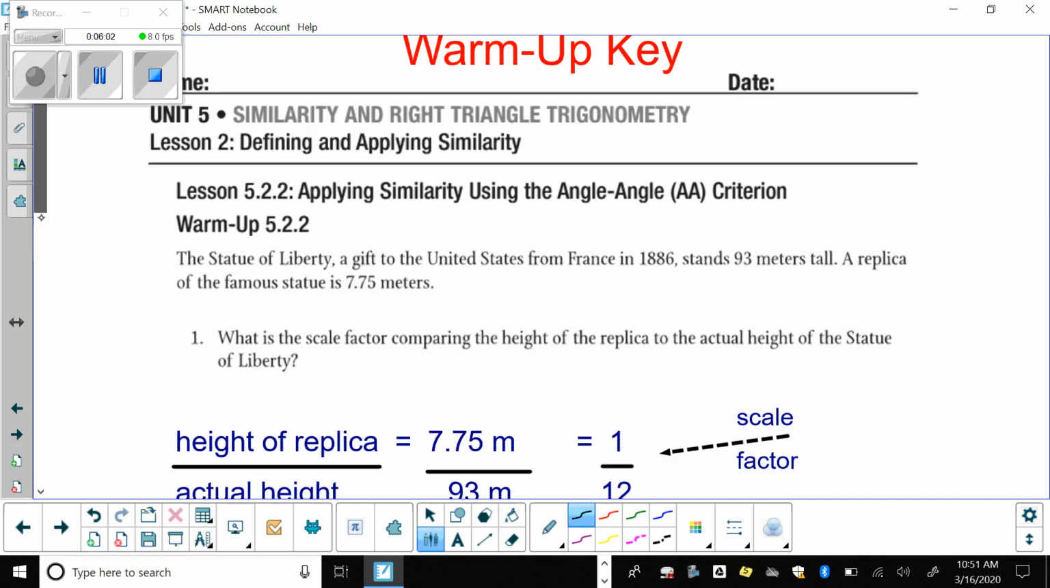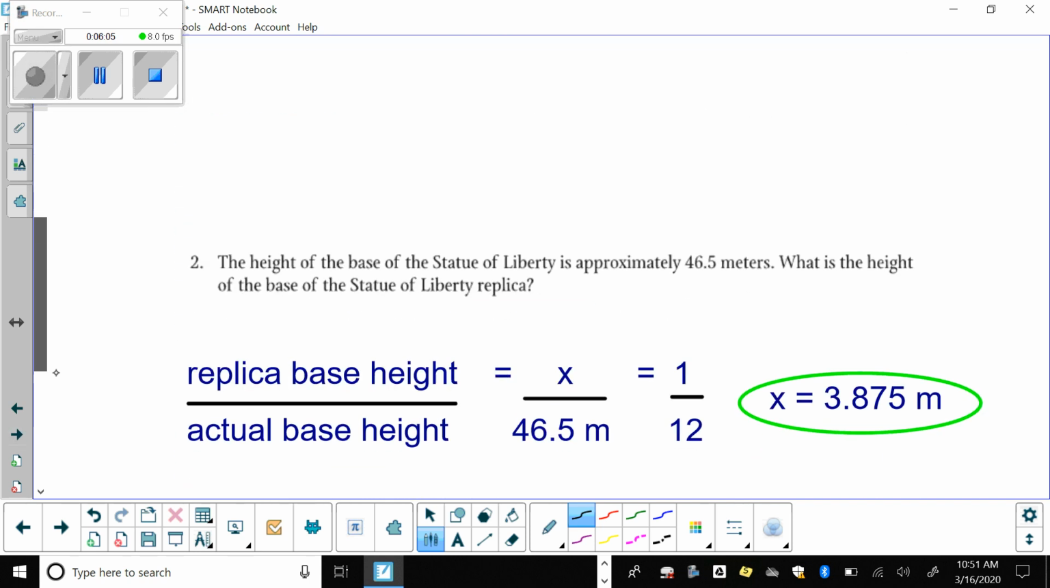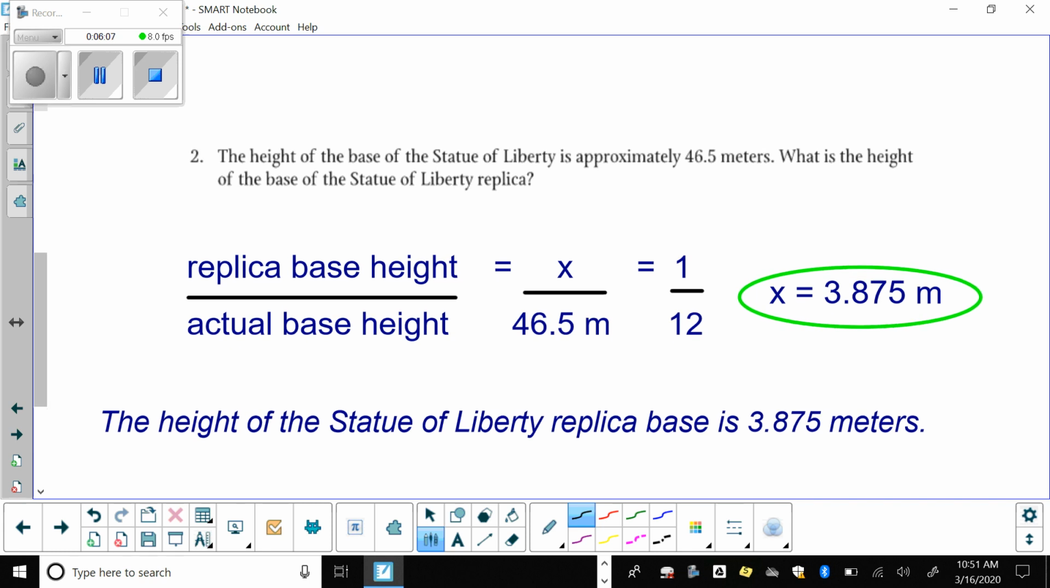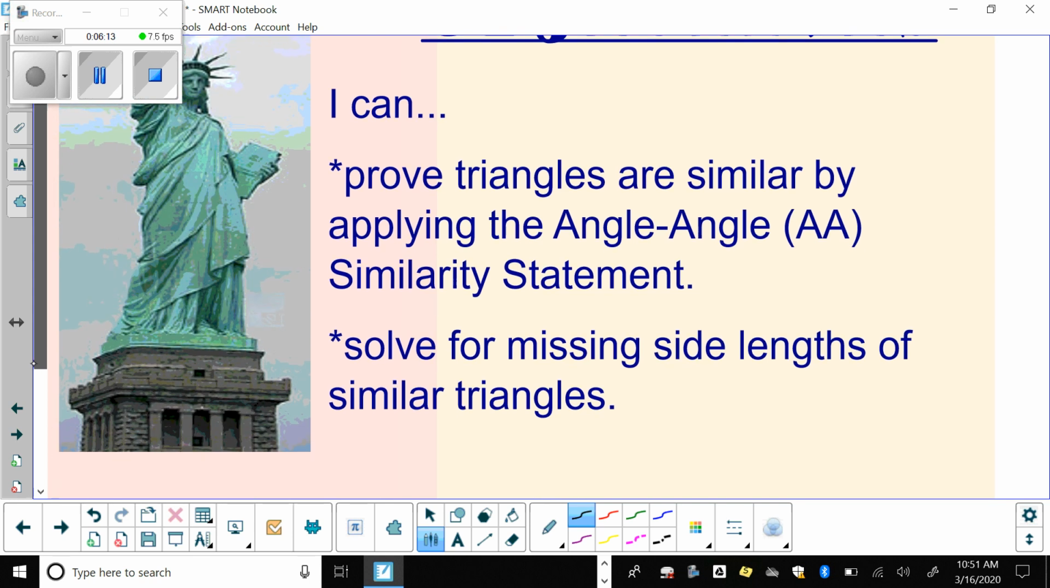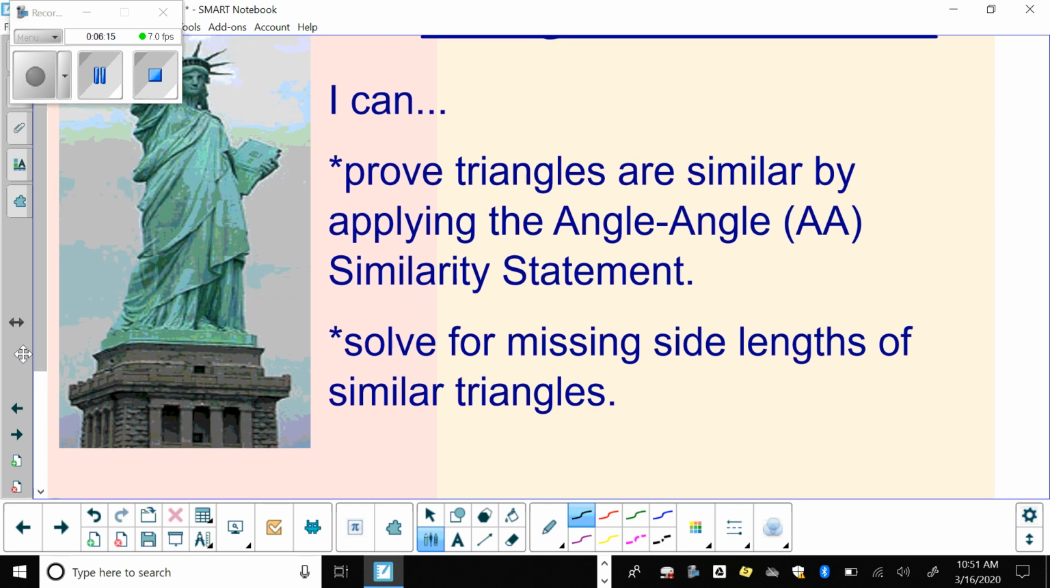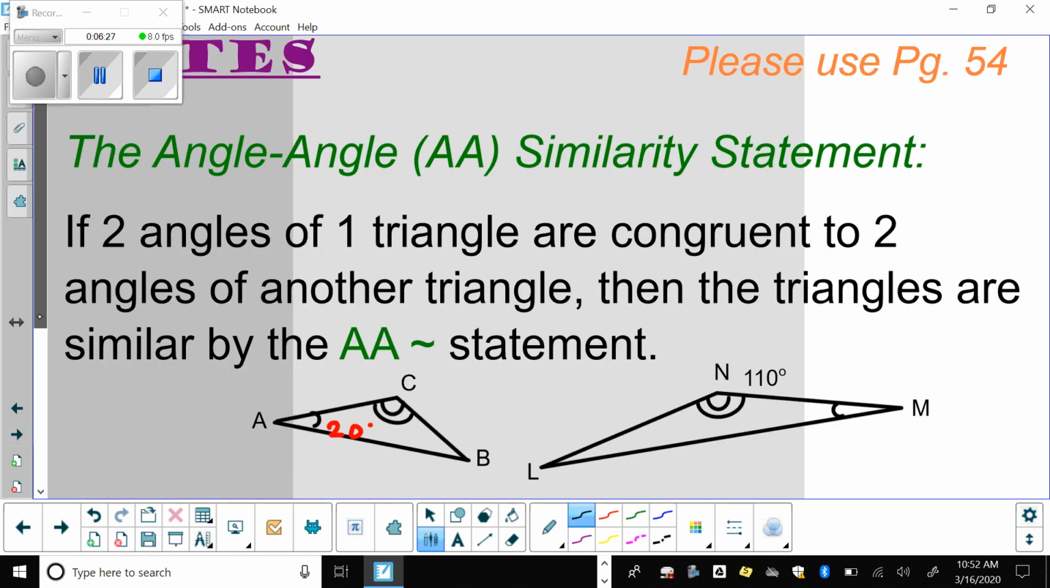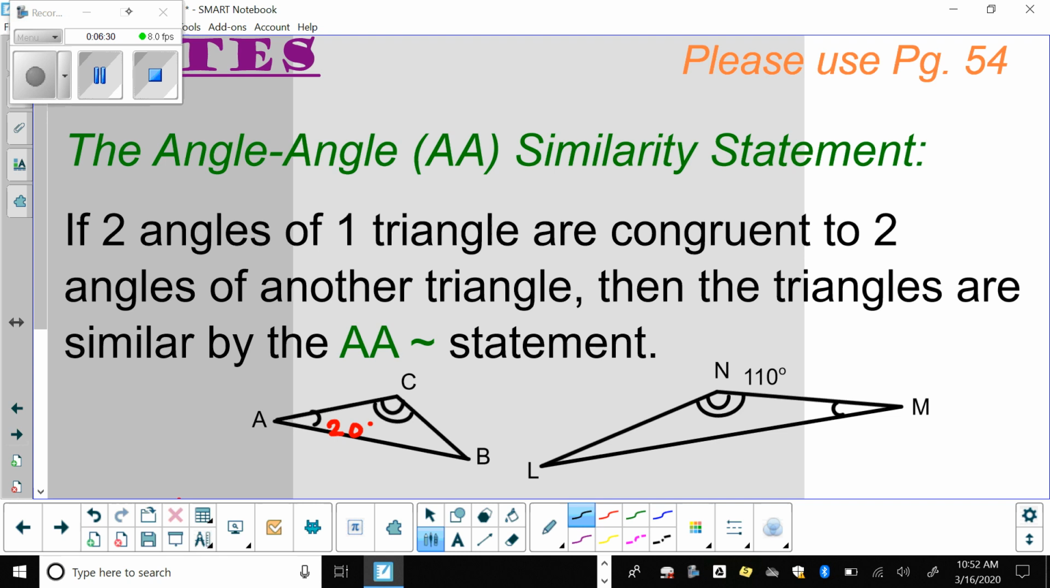This slide is just the same thing that I walked you guys through. It's just nicely typed up. Sometimes I have a chance to do that. The objective: proving triangles are similar by a similarity statement and finding missing side lengths and angles for similar triangles by using this property. So basically the algebra that's involved. Okay, just a little bit of notes.